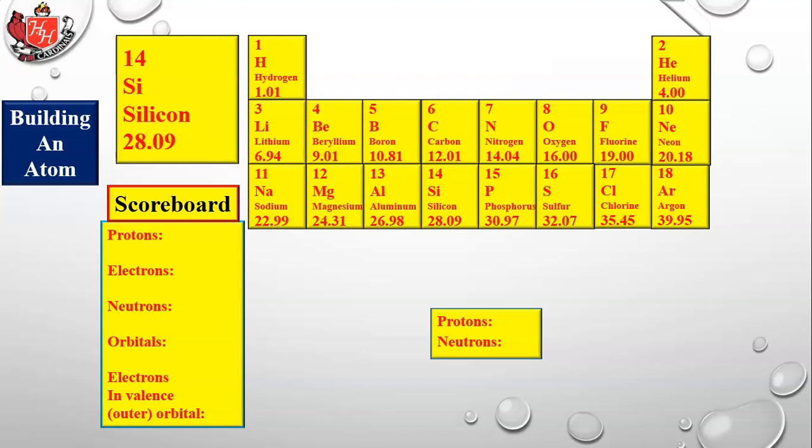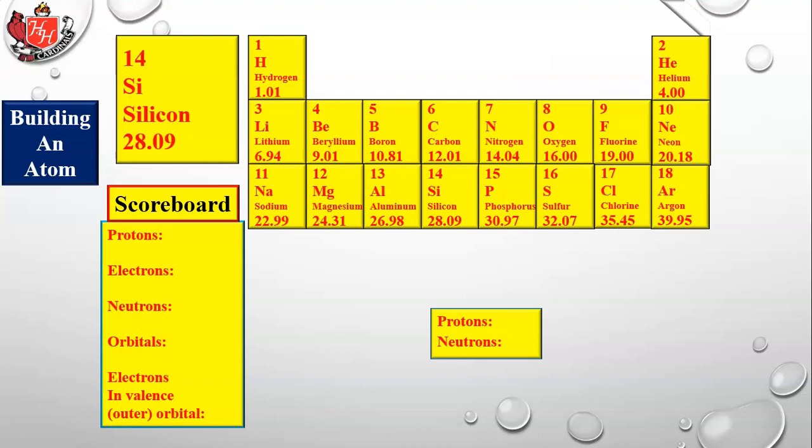But some isotopes of silicon might be 29 or 30, and therefore it brings the average up a little bit from 28 up to 28.09, okay? We don't have to understand exactly how many there are, but just understand most isotopes of silicon have a mass number of 28. That means 28 protons plus 28 neutrons equals an atomic mass of 28.